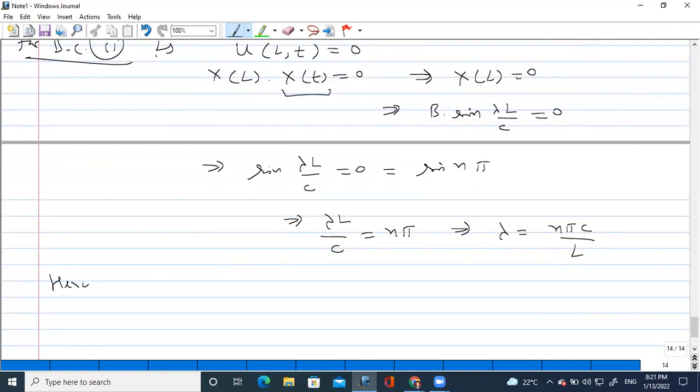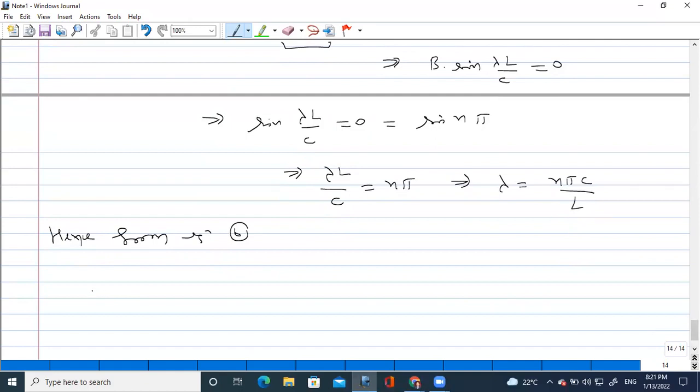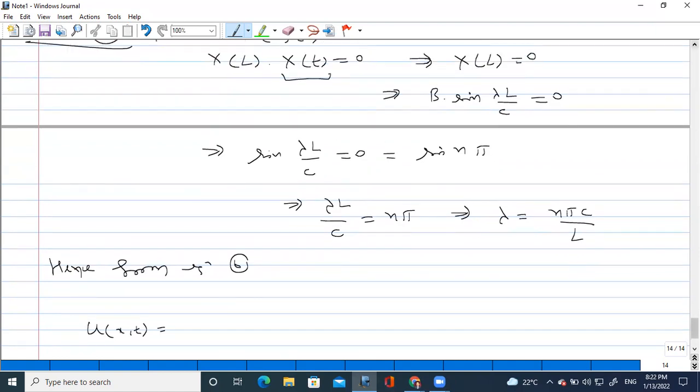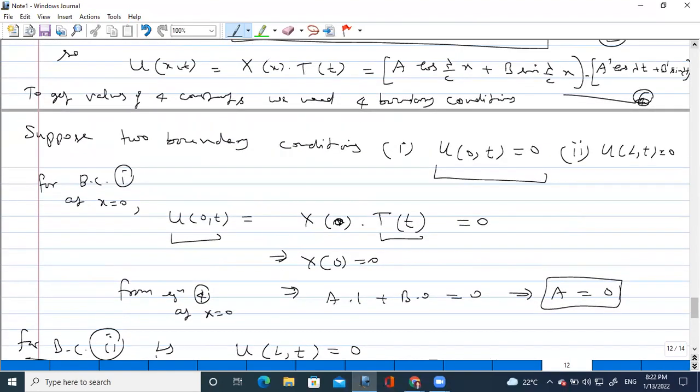So hence, from equation 6, u(x,t) will be... In the 6, see what I will do. This is my 6. First of all, this term will go to 0 because A is 0. So only this term is left. In that, lambda will be replaced. Lambda value will be n pi by L.